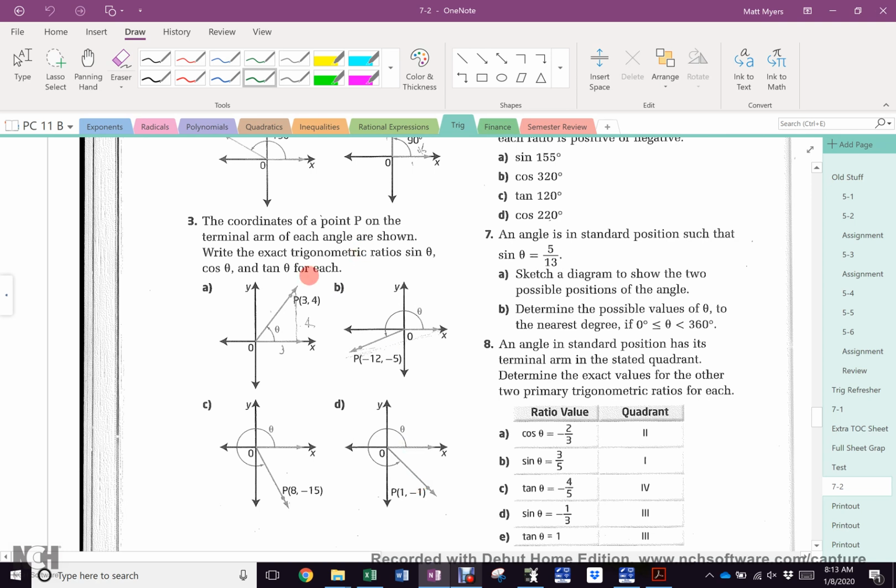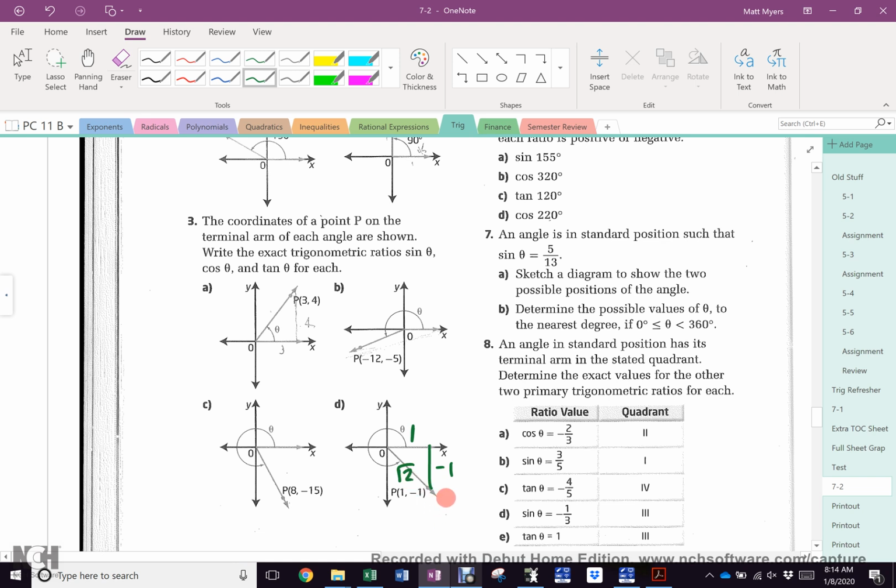So I want exact trig ratios, right? So this is 1, this is -1. So how long is this? What's 1 squared plus 1 squared? 2. Then what do you do with that? Square root. So that's the root of 2.